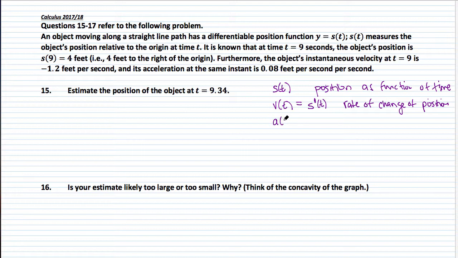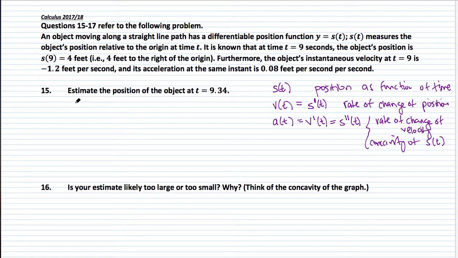Then finally, acceleration is the first derivative of velocity, or the second derivative of position with respect to time. So this is the rate of change of velocity, or you can think of it as concavity of s of t. So both of those are correct. You can also think of velocity as the slope of s of t, since it is the derivative. So for question number 15, we're going to estimate the position at t equals 9.34. In order to do that, we're going to use a tangent line approximation.